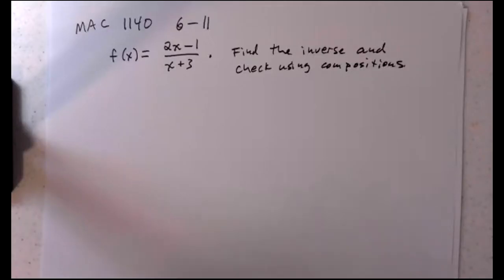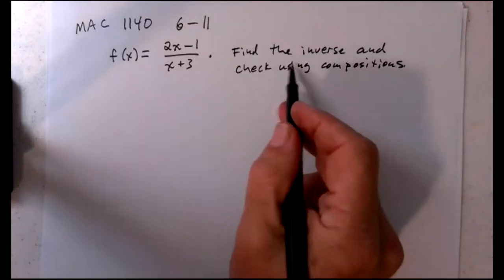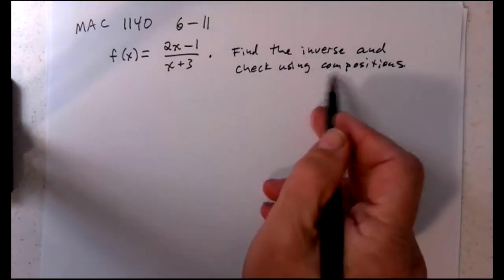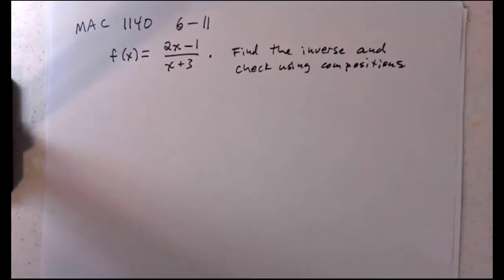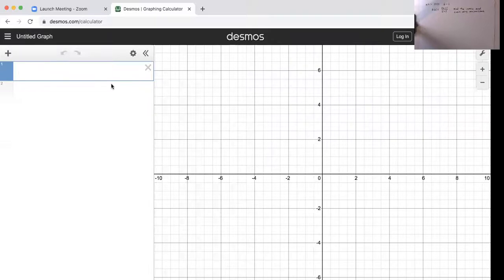The function we have here is f of x equals 2x minus 1 over x plus 3. Our goal is to find the inverse and to check that using compositions. Now, remember, there are certain conditions we must meet to determine if a function has an inverse. So I want to take a look at the graph of this function f of x, and I'm going to use Desmos this time.